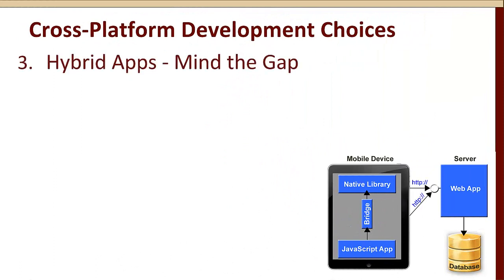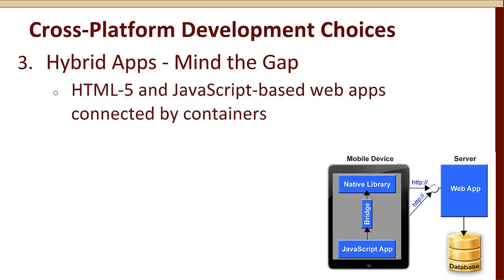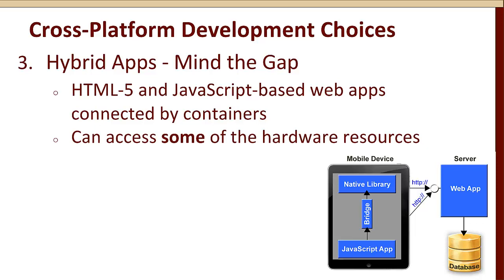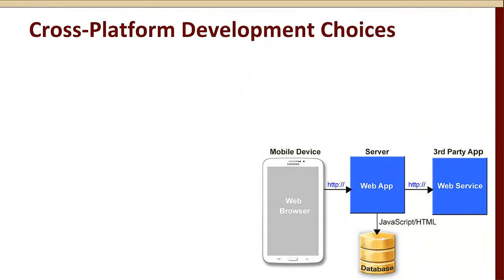What about hybrid apps? Hybrid apps try to combine the advantages of native apps and web apps. Technically, hybrid apps are HTML5 and JavaScript-based web apps connected by containers written in the respective native languages. Hybrid apps can access at least some of the hardware resources of smartphones and tablets without the need to write completely separate source code for each platform. The native containers needed to achieve this are bundled in a framework such as PhoneGap. Hybrid apps generated with frameworks like PhoneGap allow mobile apps to access some of the hardware resources of smartphones and tablets.